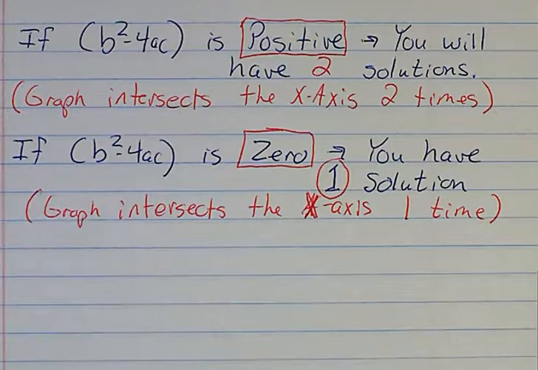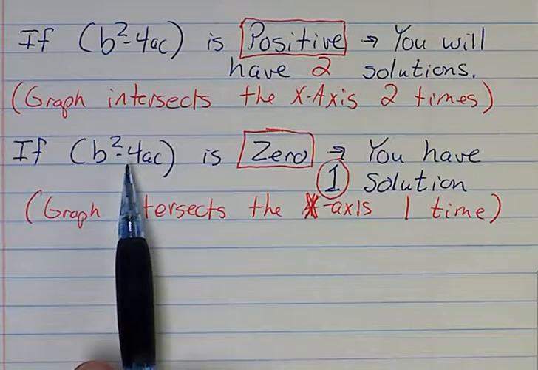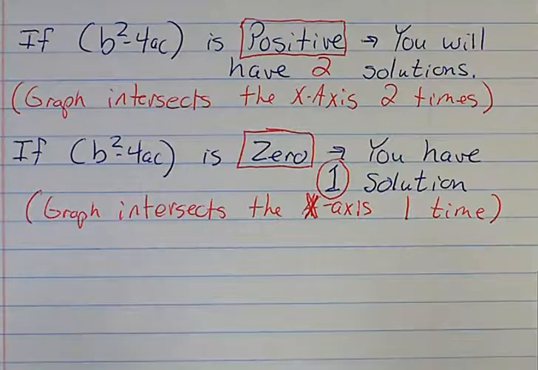that means the point you get is also the vertex. So it's kind of like a package deal. If the vertex is also on the x-axis, it only hits it one time.